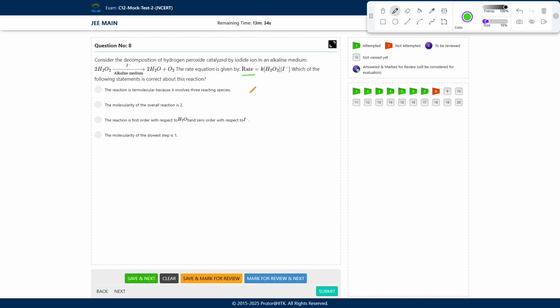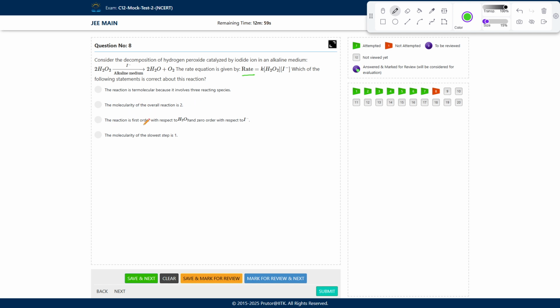Molecularity is defined as the number of molecules that are colliding with each other to give us a suitable product. So the first option is saying that the molecularity is 3, because 3 reacting species are involved. No, there are not 3 reacting species involved. That's why this is going to be eliminated. Okay, we will see the second option later.